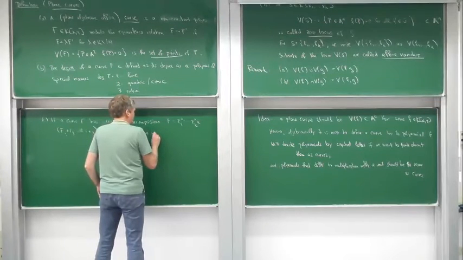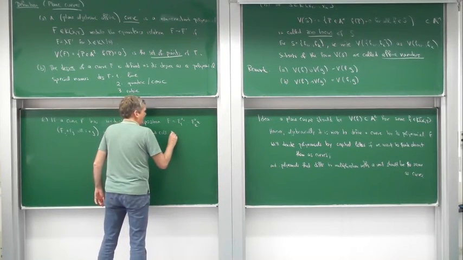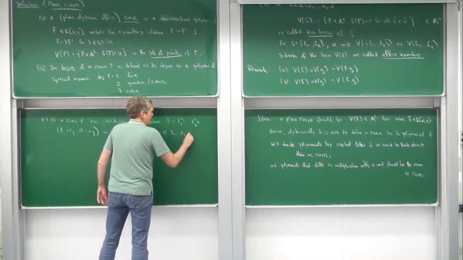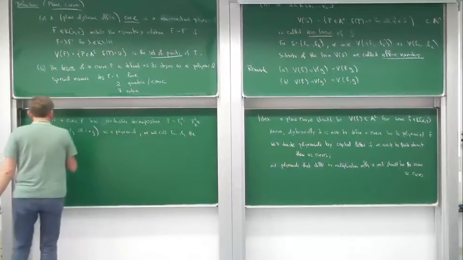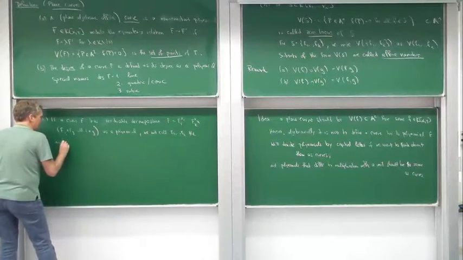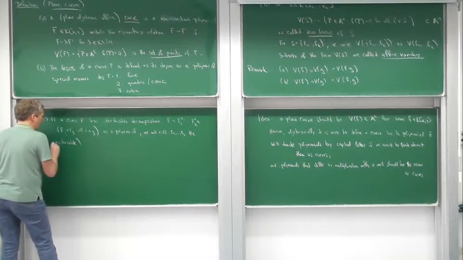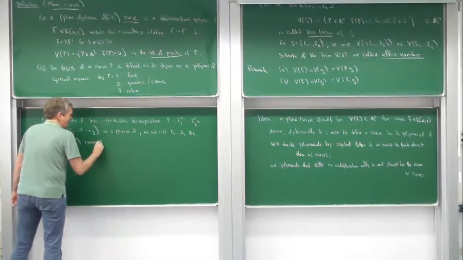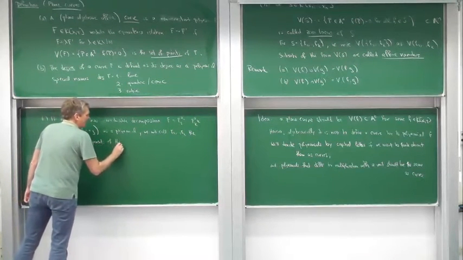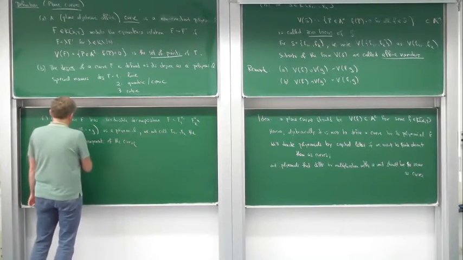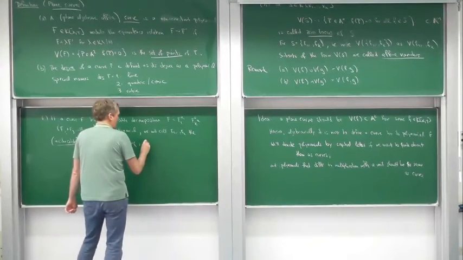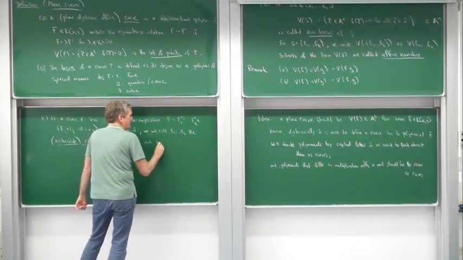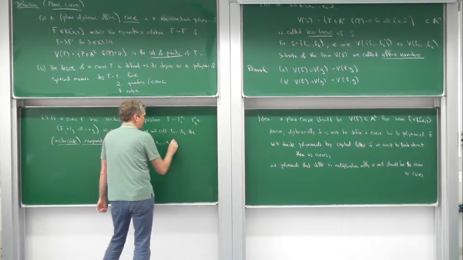We will call F1 up to Fk the irreducible components, or often we just say components without irreducible, of the curve. And A1 up to Ak their multiplicities.